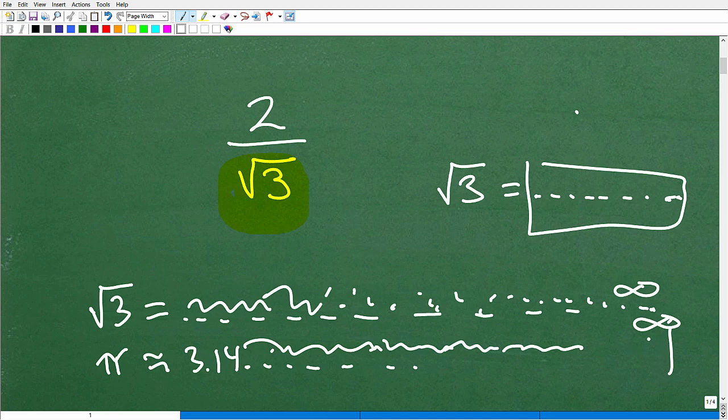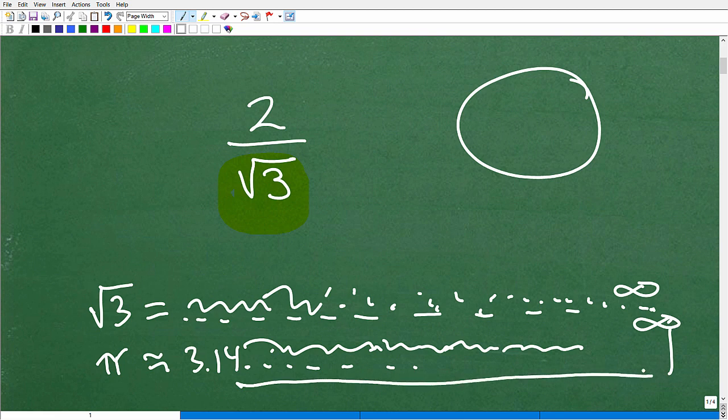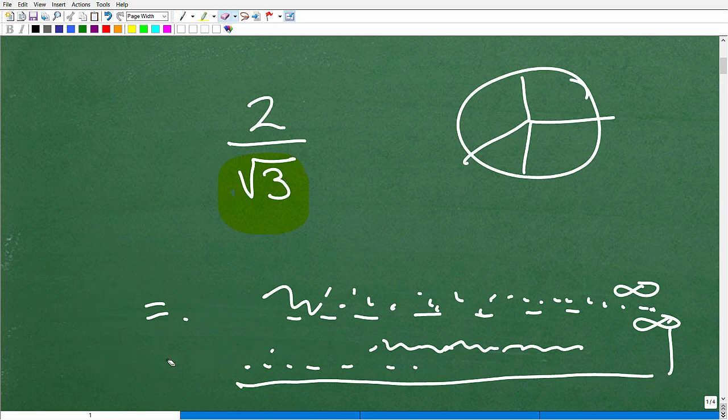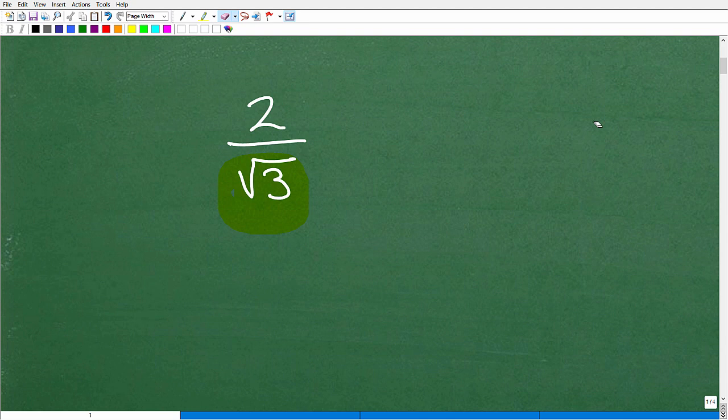Knowing that, you can't really divide by a number like that. Think about it: if I had a pizza and said, let's divide this pizza up by a number that doesn't stop or repeat, how would I do that? I won't know exactly the value. Conceptually, dividing by an irrational number doesn't make sense. So this is why we do not like to write an expression with a square root, an irrational number, in the denominator.